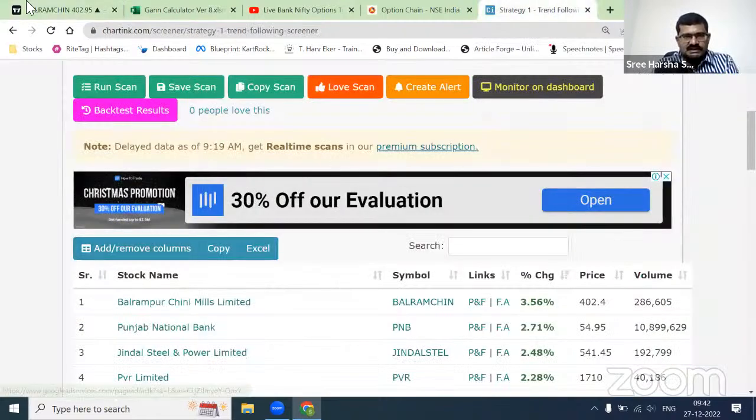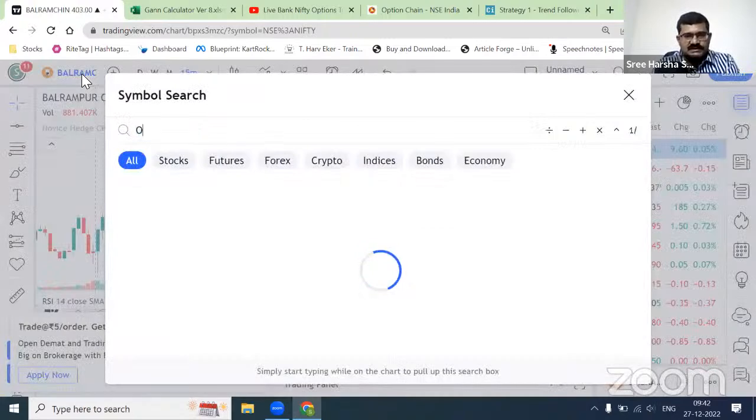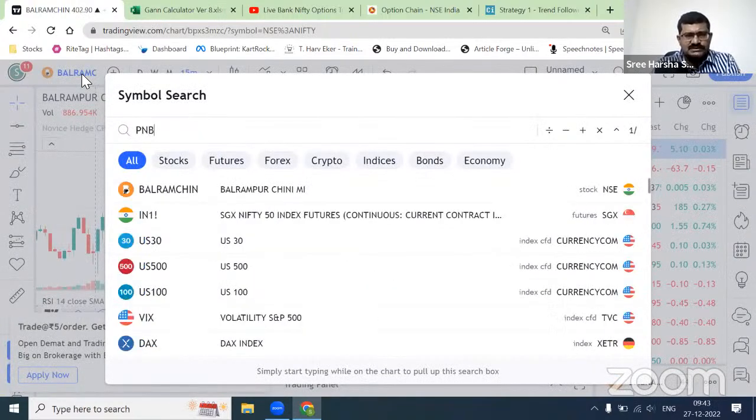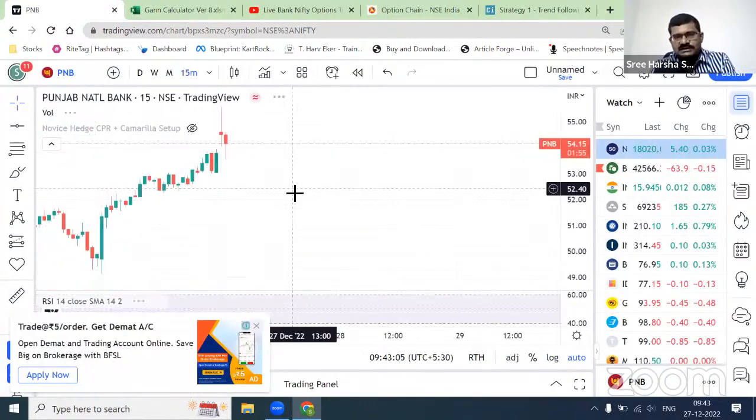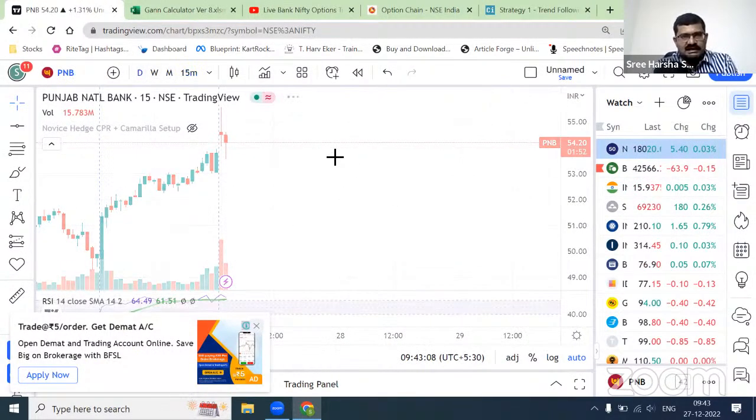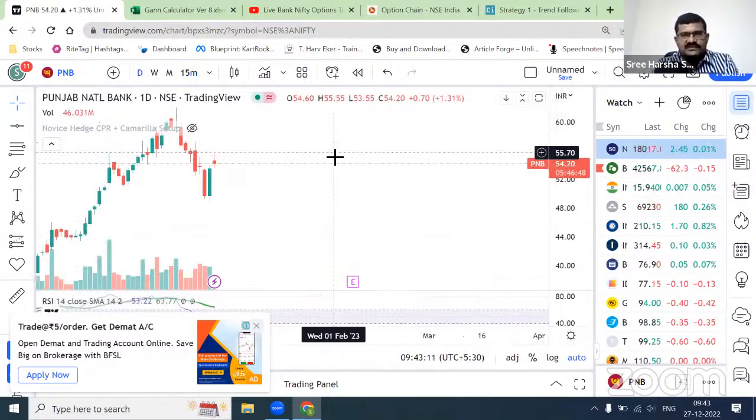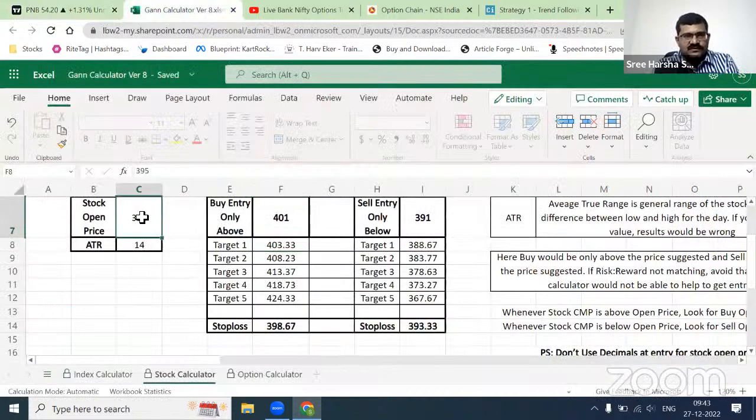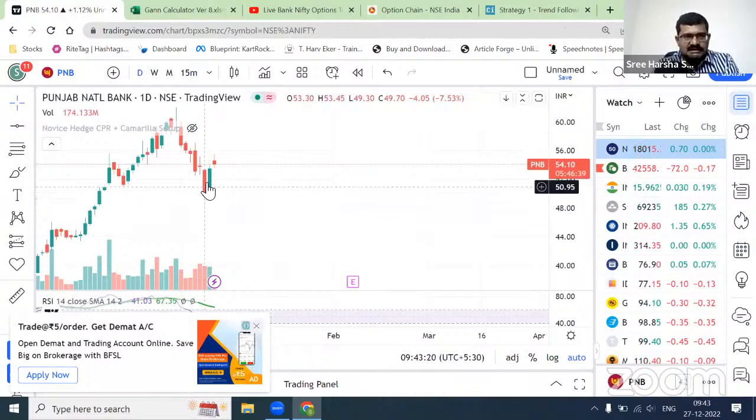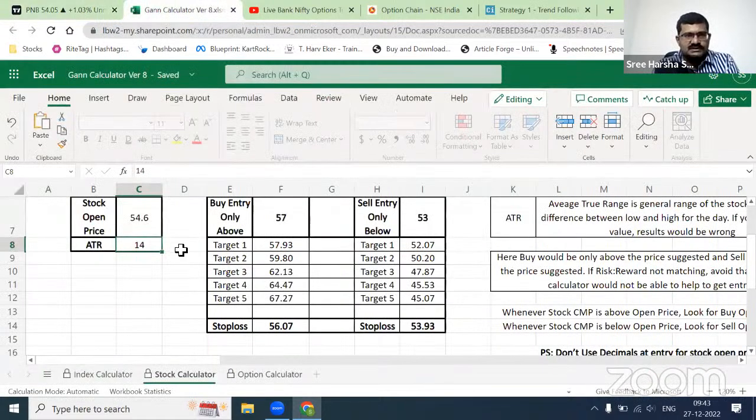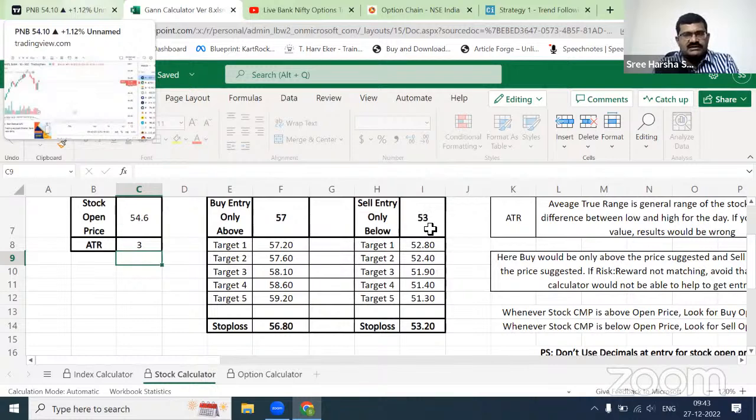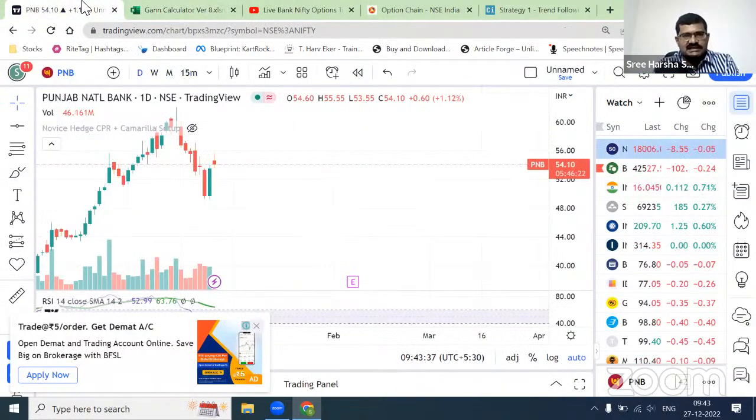Another one is PNB. Let us look at PNB levels also. Just taking two stocks to show you how powerful this is working. Let's look at this. 54.6. And the range we have to take is around 3 rupees. Average trading range is 3 rupees. So above 57 is buy. If it is 53, then it is a sell.